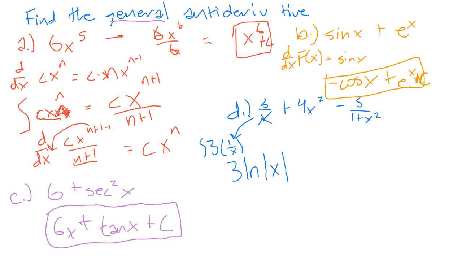This is mainly just a domain thing, because the domain of 1 over x is just x does not equal 0. But the domain of the natural log of x is going to be x has to be greater than 0. If we take the absolute value, that fixes that problem. So that's mainly why we have to have that absolute value there. Now, if you have a problem where it stipulates x is greater than 0, you don't have to worry about it, but just to be on the safe side, use the absolute value.